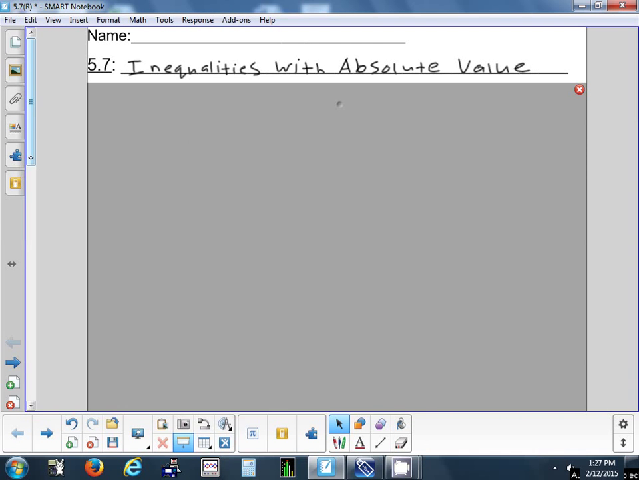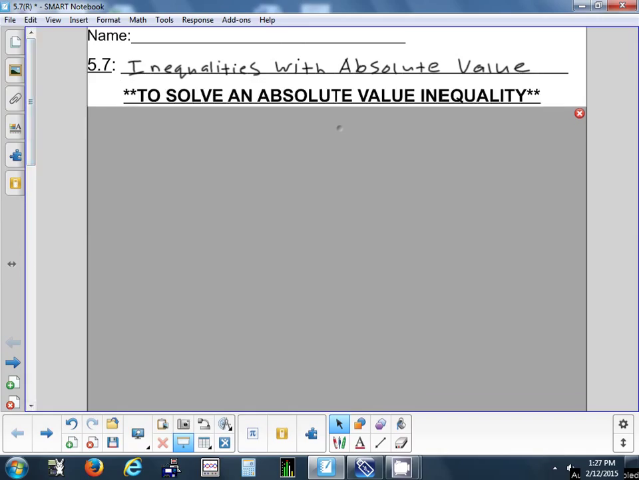So last time we met, we looked at section 5.6. Okay, 5.6 was on solving absolute value equations. This section is very similar. Okay, 5.7 is solving absolute value inequalities.